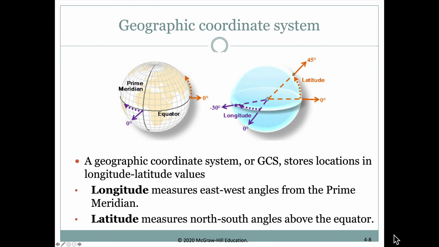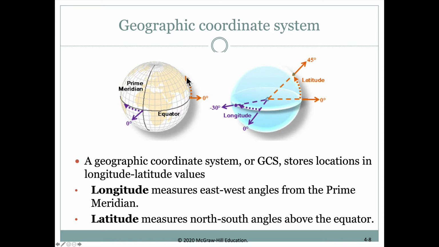Geographic coordinate systems, we're concerned with longitude and latitude. If we look at the Earth spinning on its axis, there is a line that cuts through the center of the Earth, which we call the equator, which is halfway between the North Pole and the South Pole. This is a natural line of 0 for latitude.